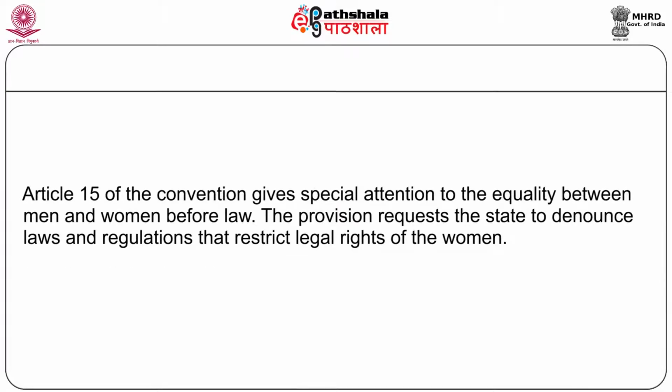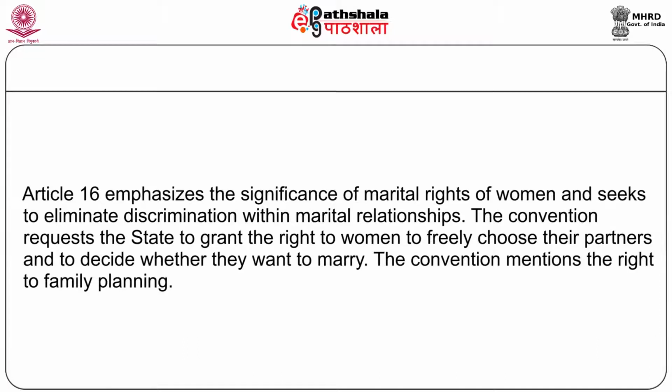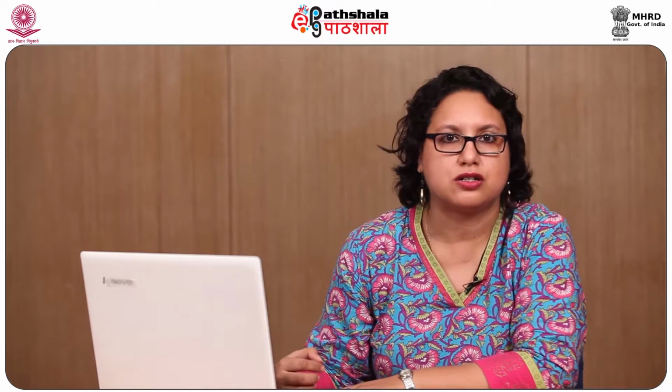Article 15 of the Convention gives special attention to the equality between men and women before law. The provision requests the state to denounce laws and regulations that restrict the legal rights of women. Article 16 emphasizes the significance of marital rights of women and seeks to eliminate discrimination within marital relationships. This particular article also requests the state to grant the right to women to freely choose their partners and to decide whether they want to marry. The convention also emphasizes women's right to family planning, thereby emphasizing the fact that women also need to be in control of their own bodies.